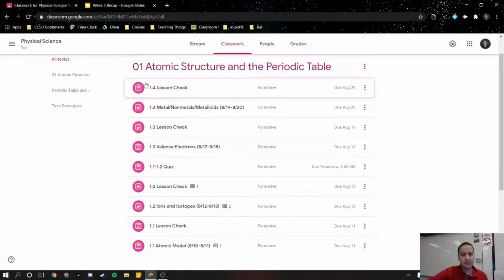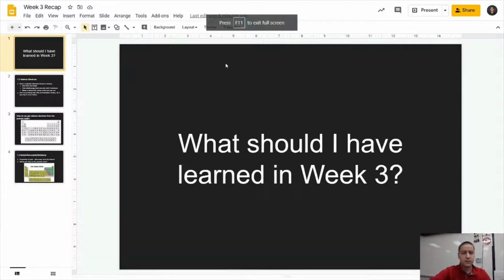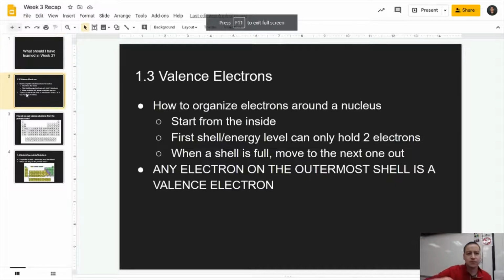So with that being said, what should we have learned this week? Okay, first topic was valence electrons. First, we should know how we organize electrons around a nucleus. We start from the inside and work our way out. The first shell or energy level outside the nucleus can only hold 2 electrons.